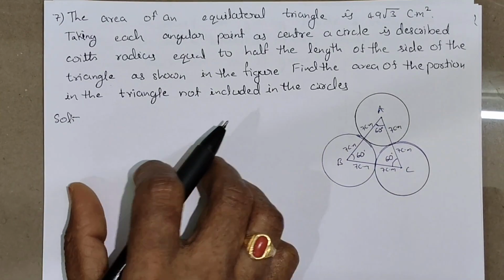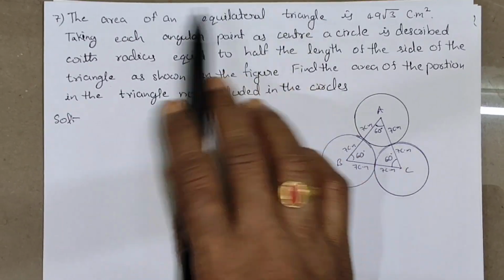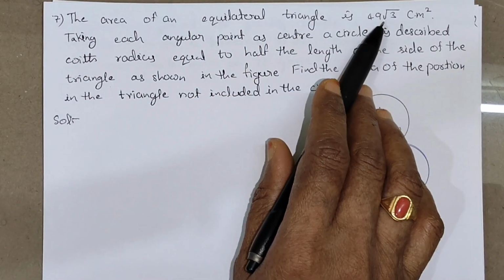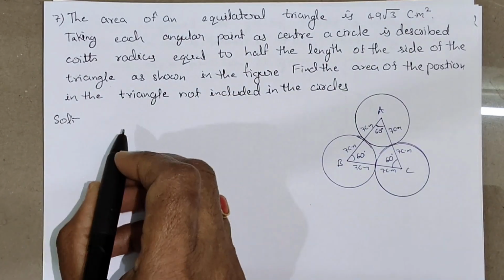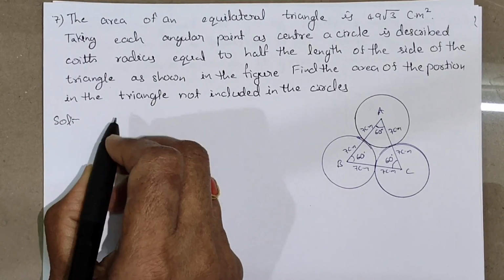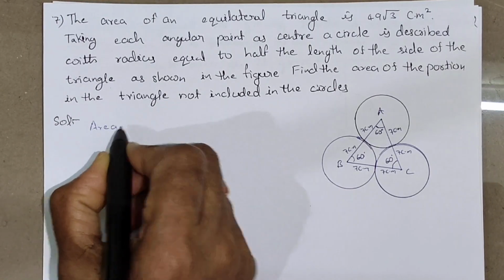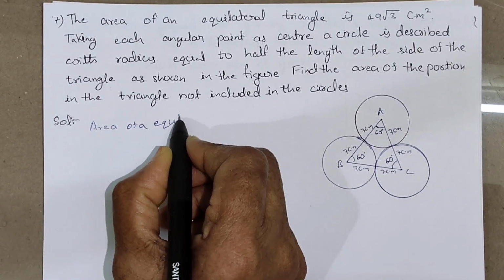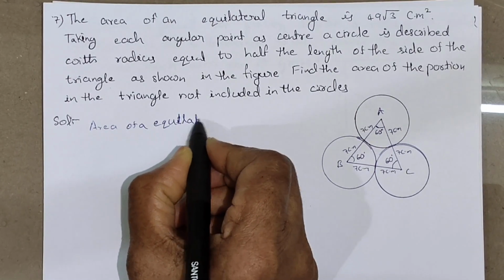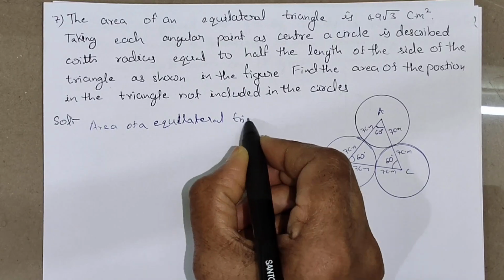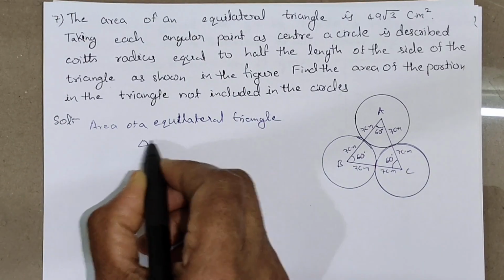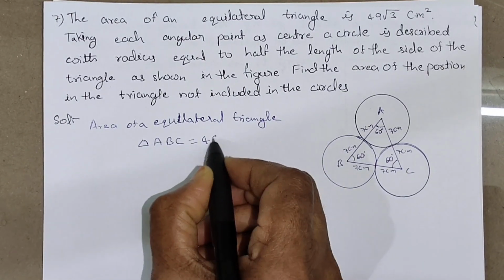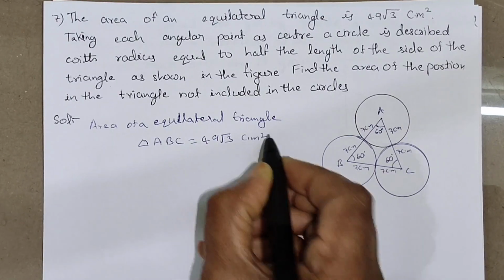Now first we write the given data. The area of the equilateral triangle ABC is 49 root 3 centimeter square.